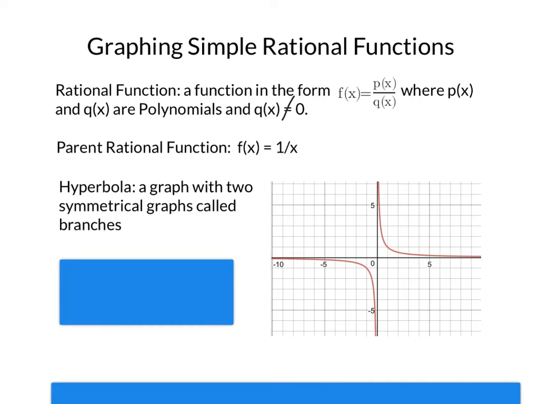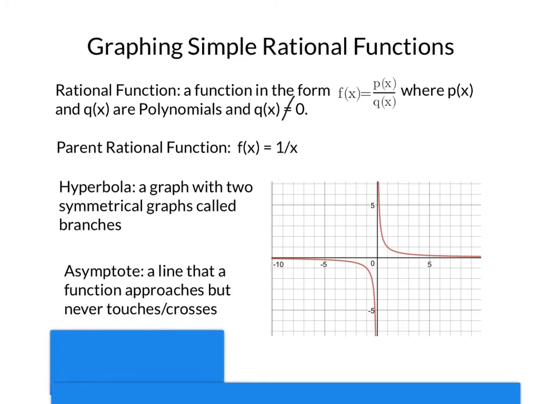The graph that you see is the parent rational function f of x equals 1 over x. Our last definition is asymptote, which is a line that the function approaches but never touches or crosses. If you look at the parent function, the x and y axis are both asymptotes. The two branches are getting very, very close to the axes, but they never touch or cross the axes, which means that our x value and our y value can never equal 0.